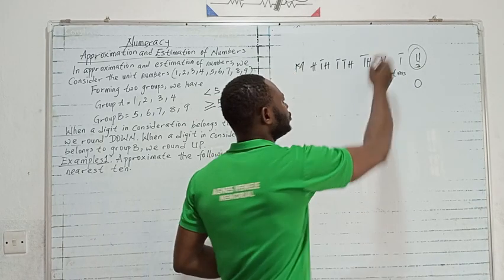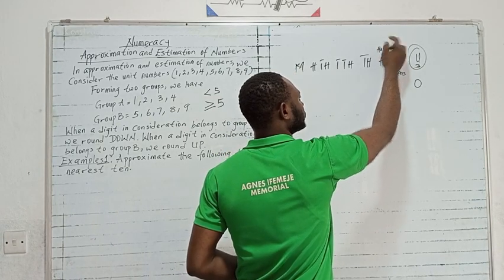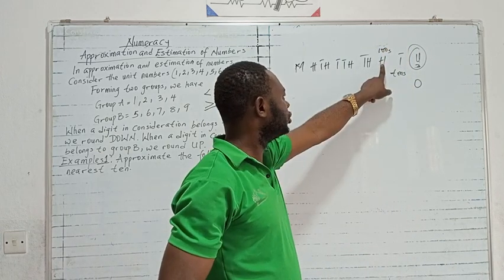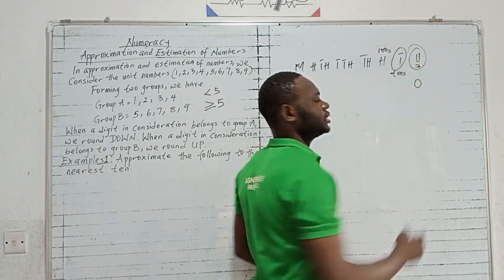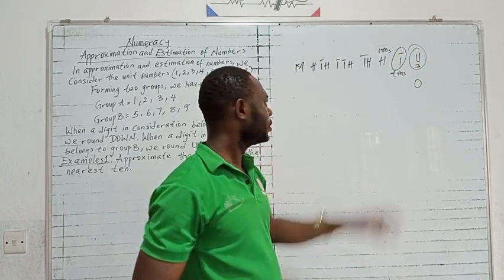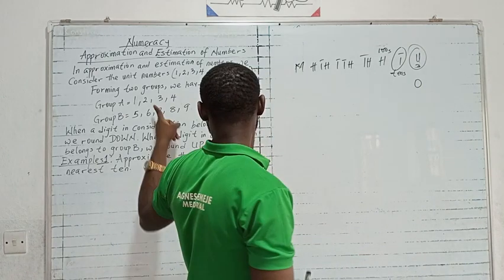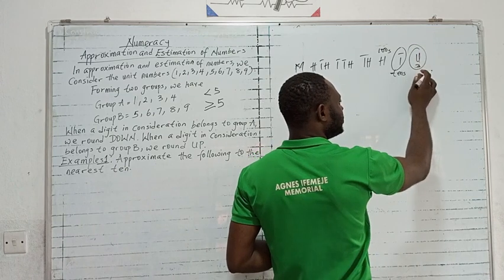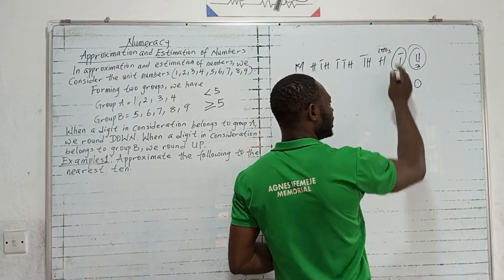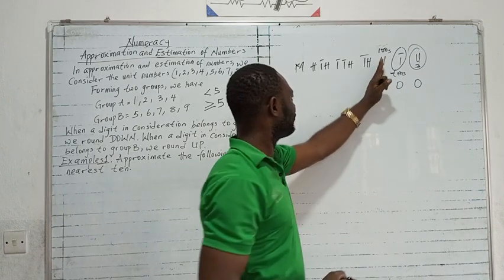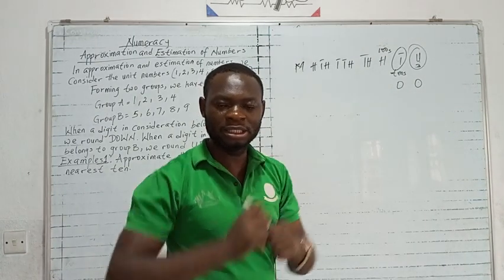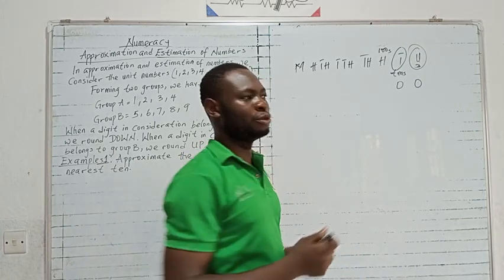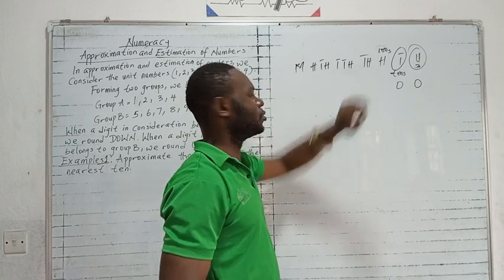If a question says round to the nearest hundred, whenever you are rounding to the nearest hundred, you consider the digit in the tens place value. If the digit in the tens place value belongs to Group A, you still round down. What it now does is that the digit in the unit place value will become 0, the digit in the tens place value will become 0, then from the hundreds and above remains the same. Are we following?